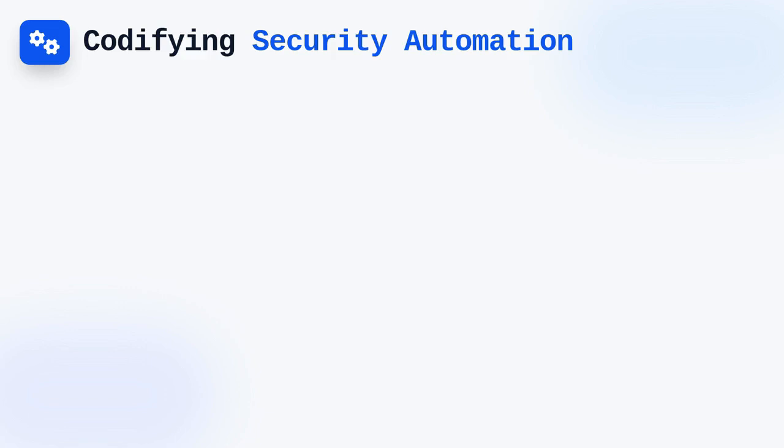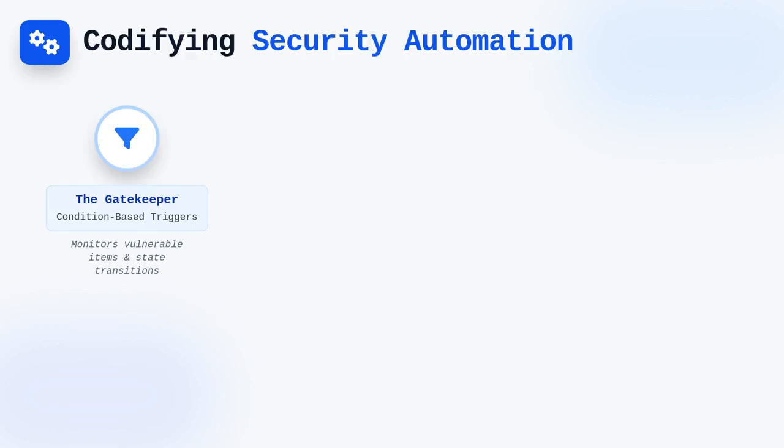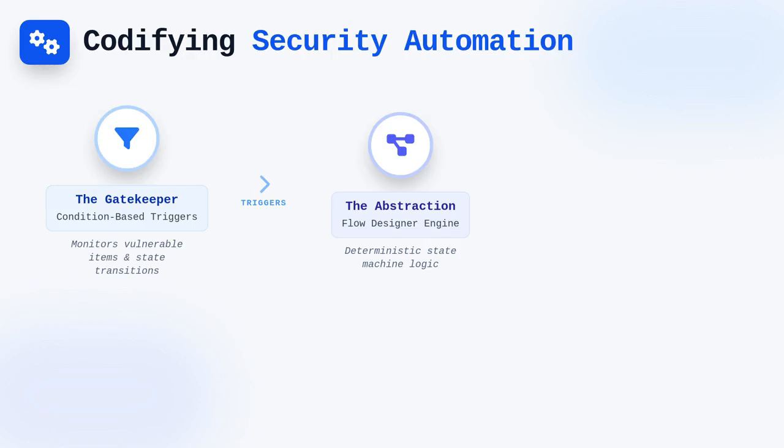The Flow Designer provides a robust abstraction layer over the traditional workflow engine, allowing us to define trigger conditions that strictly monitor incoming vulnerable items or state transitions. A trigger in this environment is not merely a signpost. It acts as a gatekeeper that ensures our automation logic only executes when specific criteria are met, effectively reducing the noise of unnecessary processing cycles.